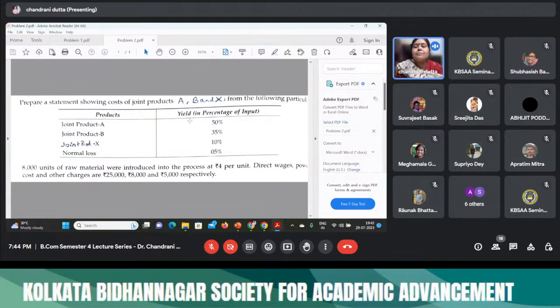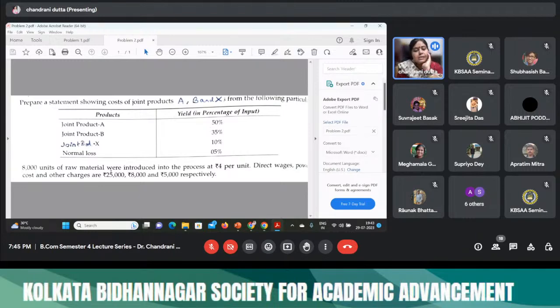8000 units of raw material I am processing. So what is the yield of A, what is the yield of B as a percentage of input, what is the yield of X as a percentage of input, and there is a normal loss at 5%. Okay, so this way, processing 8000 units, these are the yields I am getting. So this yield will be taken as the physical factor, as the physical coefficient to distribute the joint cost.